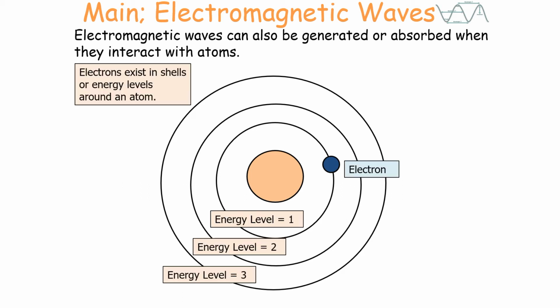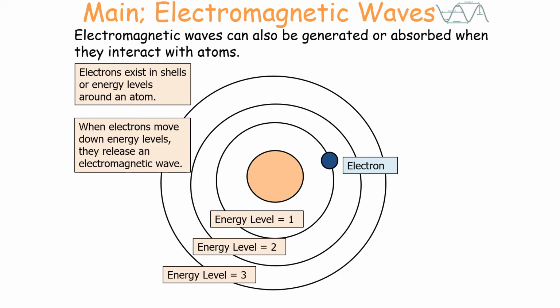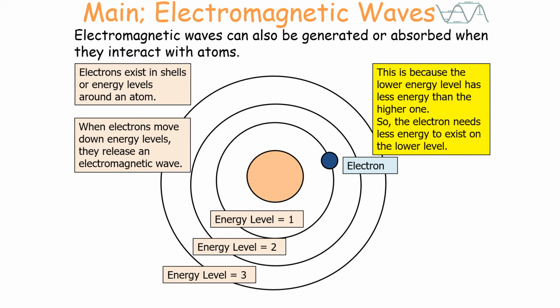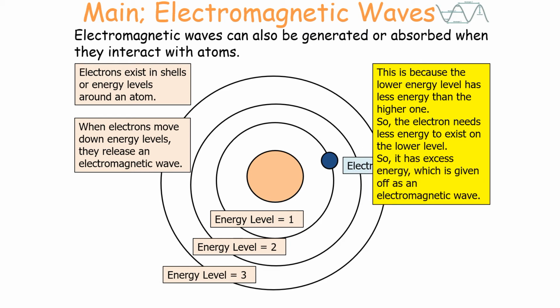So electrons exist in shells or energy levels around an atom. Now when electrons move down energy levels, they will release an electromagnetic wave. This is because the lower energy levels have less energy than the higher ones. So the electron needs less energy to exist on the lower levels compared to the higher levels. So when it drops down, the electron has excess energy which it gives off as an electromagnetic wave.